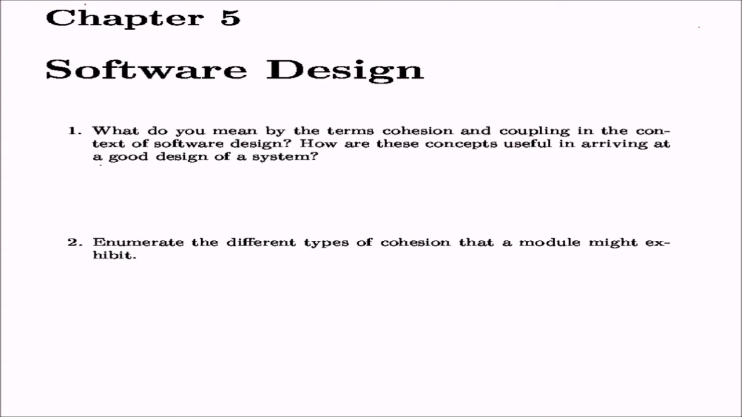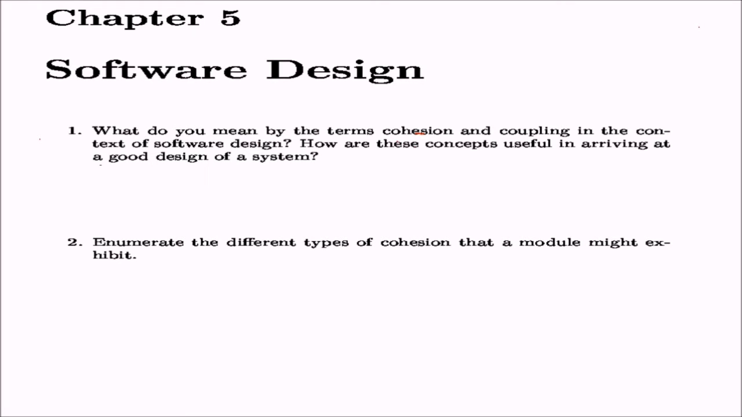This is chapter 5, software design of Dr. Rajib Mal's book. So, the first question is, what do you mean by the term cohesion and coupling in the context of software design, and how are these concepts useful in arriving at a good design of a system?